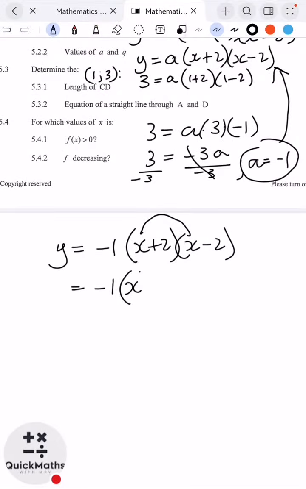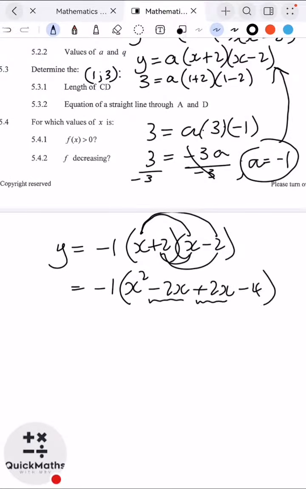x times x is x squared, x times minus 2 is minus 2x, positive 2 times x is plus 2x, plus 2 times minus 2 is minus 4. Okay, we could have already expected those to disappear because it looks like a difference of two squares. These are like terms, both plus 2 and minus 2, so they'll disappear.